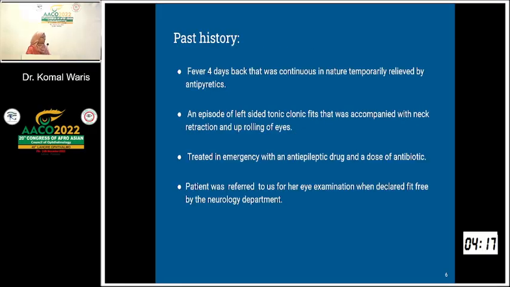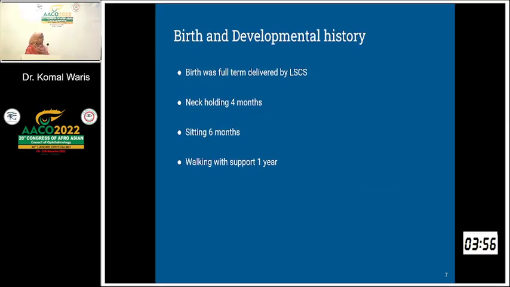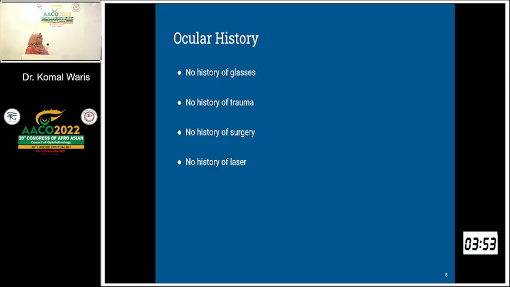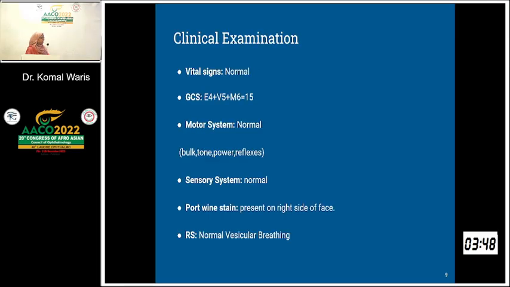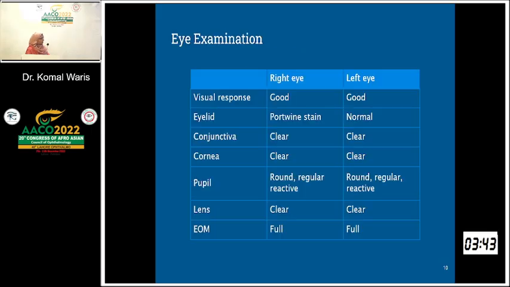Coming to the past history, the patient had a fever 4 days back that was accompanied with tonic-clonic fits. She was treated in the neurology department with an anti-epileptic drug as well as an antibiotic, and later on, when she was considered fit-free by the neurology department, she was referred to us for the eye examination. Her birth and developmental history was normal, and coming to the ocular history, there was no history of glasses, trauma, surgery, or laser. The clinical examination was alright, except for the port wine stain.